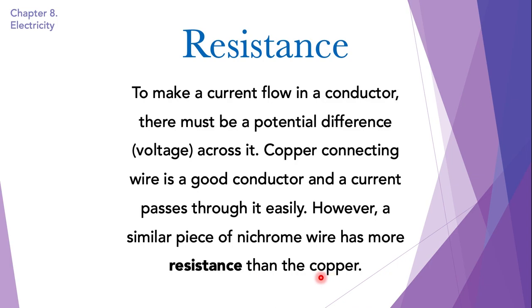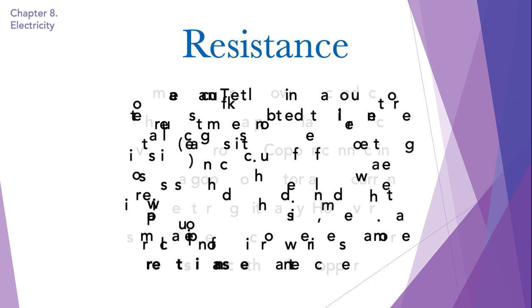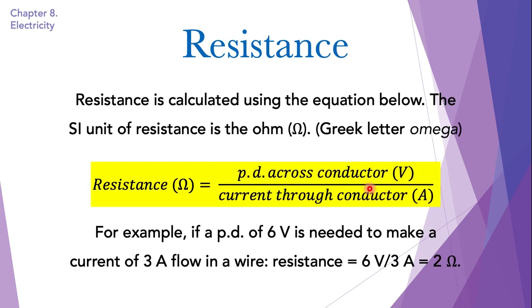So what is this resistance? Resistance is calculated using this equation. The SI unit of resistance is the ohm, and we use the Greek letter omega to represent it. The equation to calculate resistance is: resistance equals potential difference across conductor divided by current through conductor. So for example, if a potential difference of 6 volts is needed to make a current of 3 amperes flow in a wire, then when we divide 6 by 3, we get a 2 ohm resistance. So this is what resistance is.